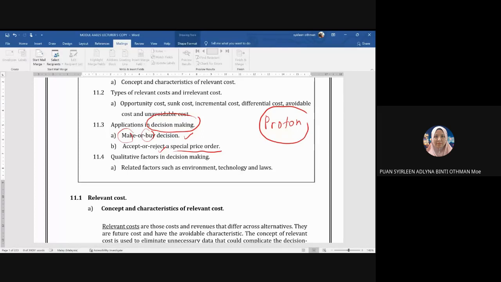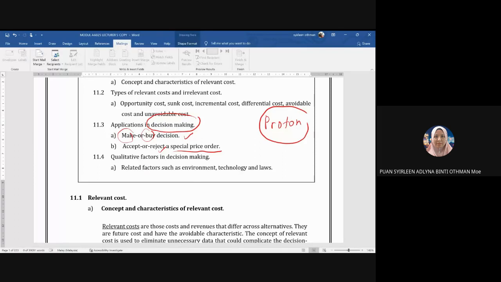So they just simply buy the finished parts. Okay, so dia pun jimat masa dekat situ and dia mungkin tak perlu beli mesin untuk produce the part. So duit mesin tu tadi dia boleh guna untuk something else. Okay, so this is what we are actually doing in topic 11.